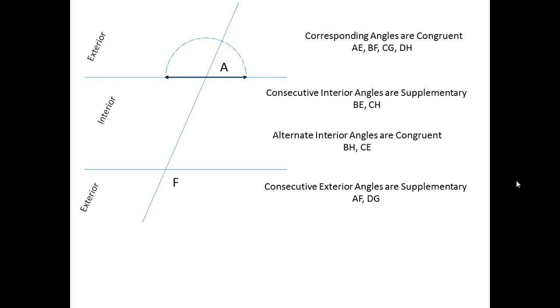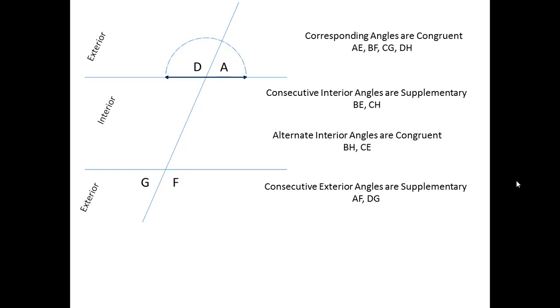So if you were to eliminate the interior region and then walk along the transect, first you would encounter A and then you would encounter F. The other consecutive exterior angles that are supplementary are D and G. And there's a proof involved to show that those are supplementary.